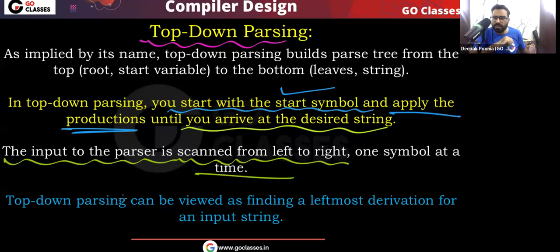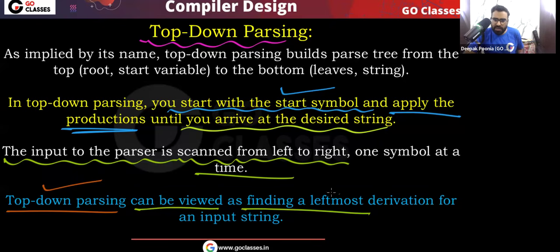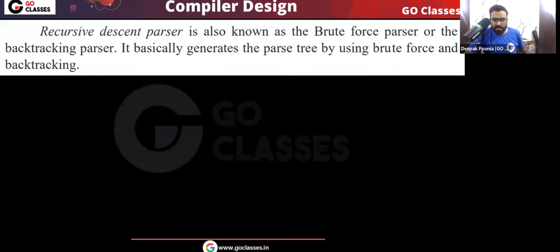The second point: whatever top down parser you take, recursive descent parser or LL1 parser, the top down parser will always produce the leftmost derivation. This top down parsing can be viewed as finding the leftmost derivation for the input string. Very simple. Now let's come back to our example.